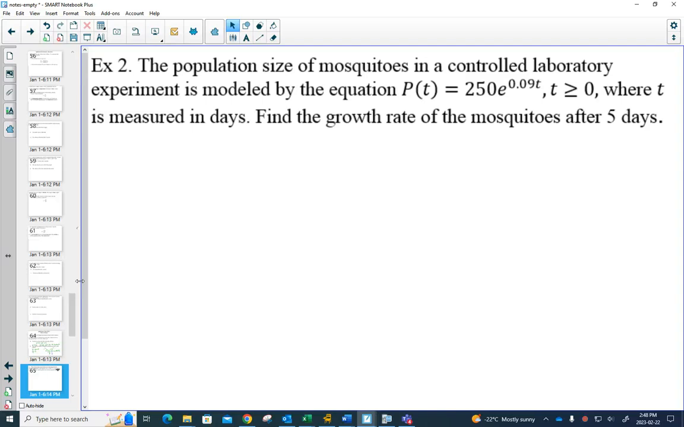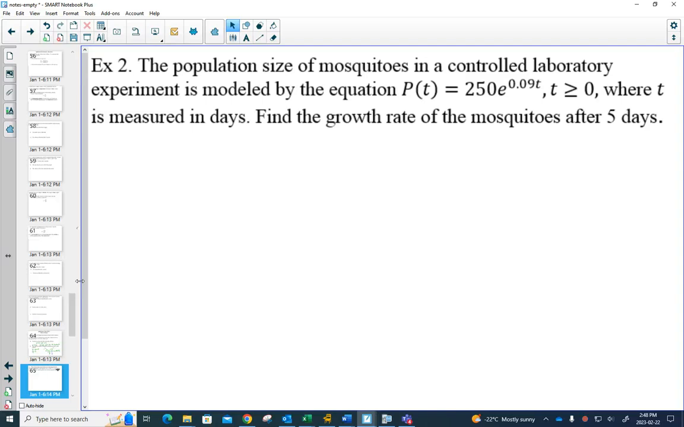You gotta be a crazy scientist to have set this up. Mosquitoes in a controlled laboratory. What were they thinking? Controlled laboratory is called Winnipeg.